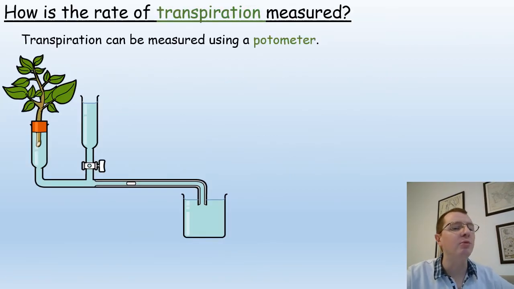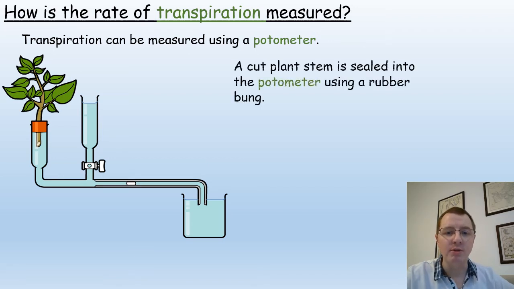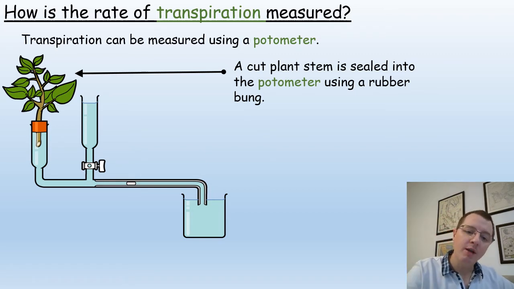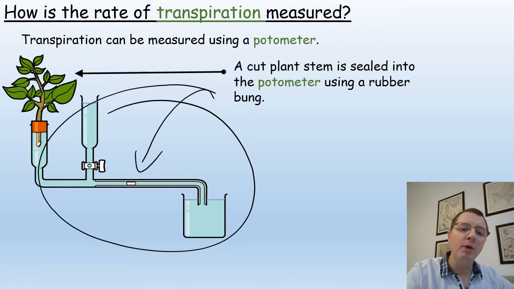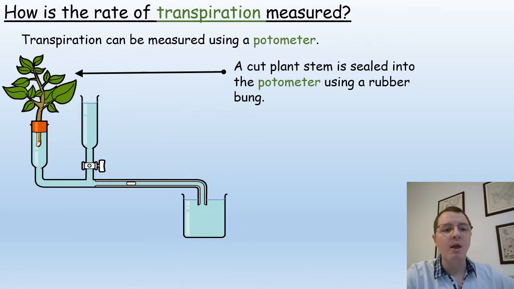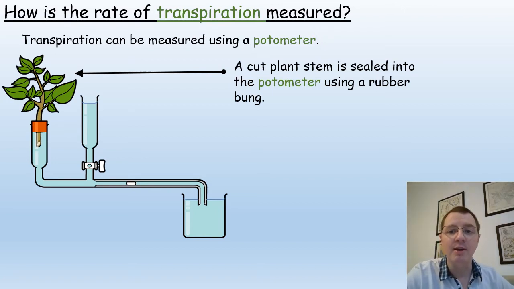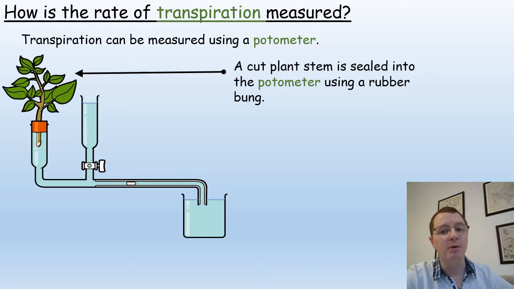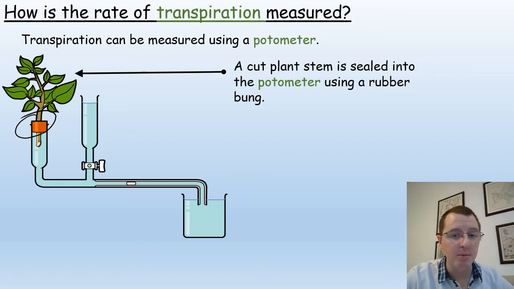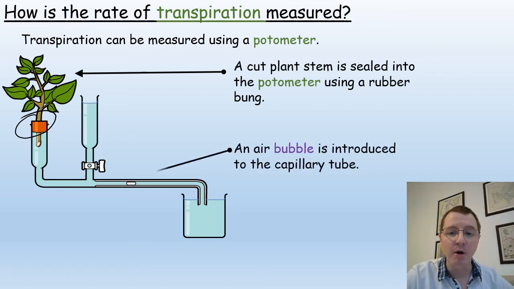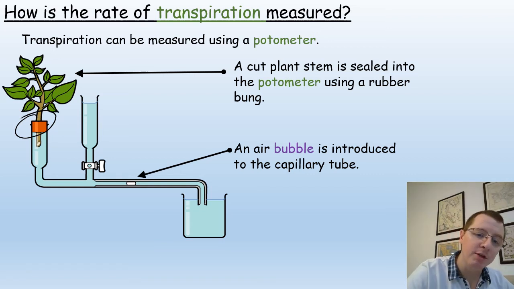So how exactly do we measure the rate of transpiration? Well, the first thing we need to do is use a potometer. And this is the potometer here, this piece of apparatus. What we have to do is, underwater, fill the apparatus with water and add a cut plant stem into the sealed potometer using the rubber bung here. And we're trying to make certain that there are no air bubbles at all in the system, apart from the one that we will purposefully introduce into the capillary tube here.